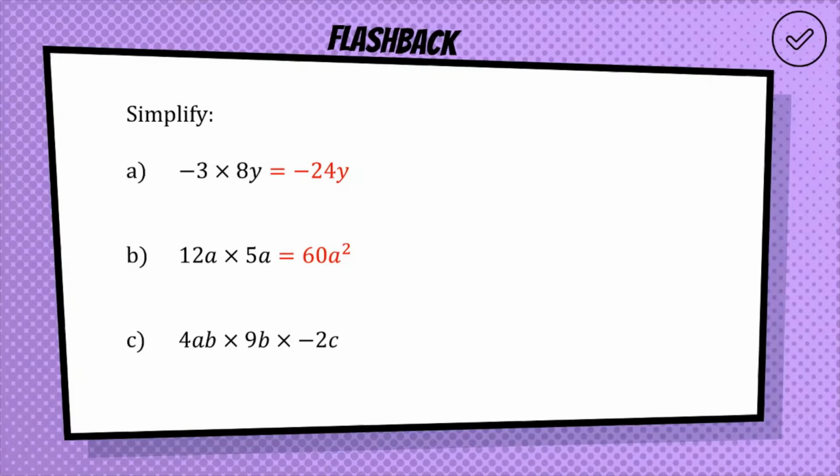And for c, bit of a tricky one. If we do the numbers first, so 4 times 9 would give us 36. 36 times -2 would be -72. And we've got a times b times b times c. So we'll get -72ab squared c as our answer. So well done if you got that.